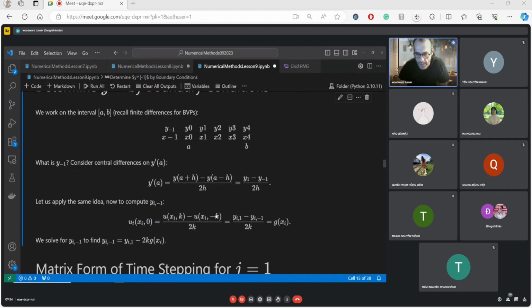y sub i comma j plus 1 is 2 minus 2 sigma squared y sub ij plus sigma squared y sub i minus 1 comma j plus sigma squared y sub i plus 1 comma j minus y sub i comma j minus 1. This formula, if we use matrix format, as we saw before, we have this formula. Okay, so now let's just stop and go through this formula so that we can understand what's going on.